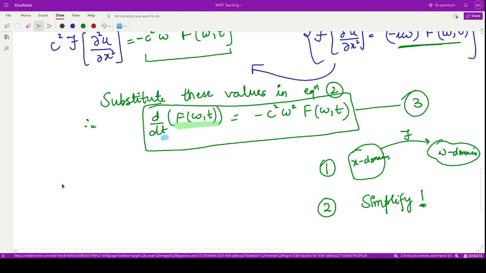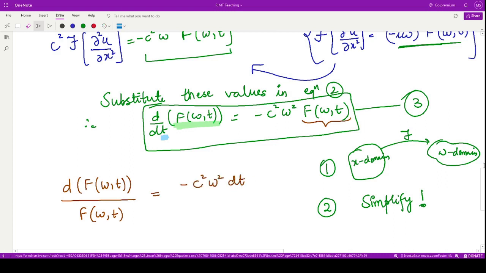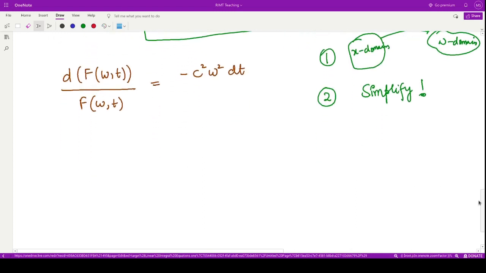So this quantity could be written as the derivative of F of omega t, right? And I can shift this to the left hand side so that I would have dF of omega t upon F of omega t, and I could shift this dt to right hand side, so it would be minus c square omega square dt. And now I am ready to perform this integration. So I have separated the variables. Now we could perform this integration. So integrating both sides, right?